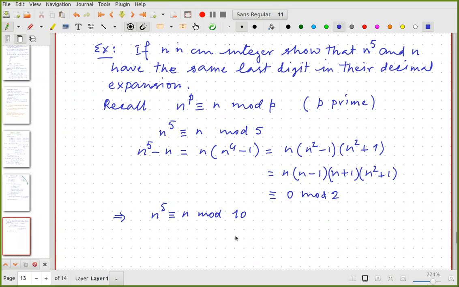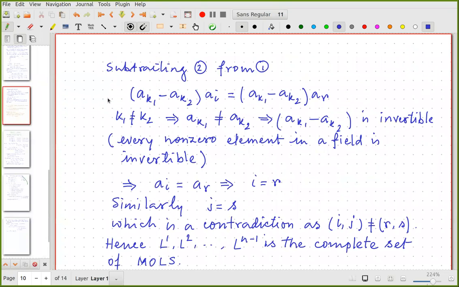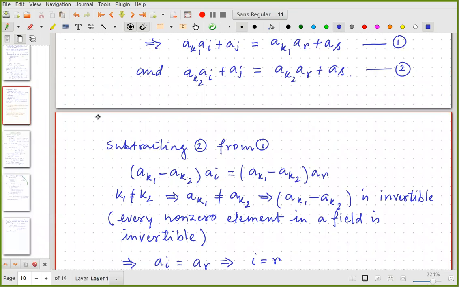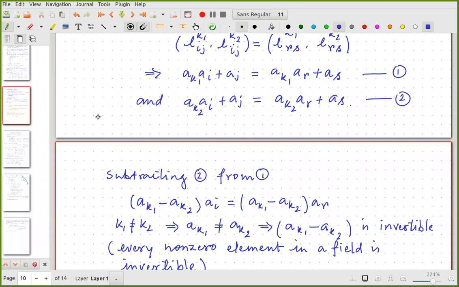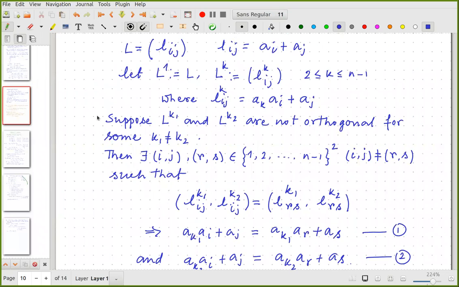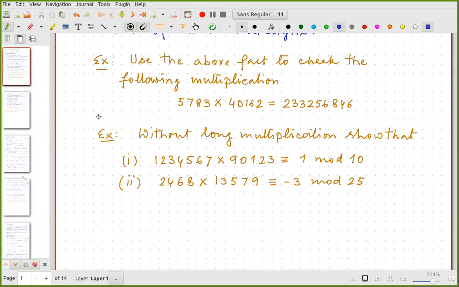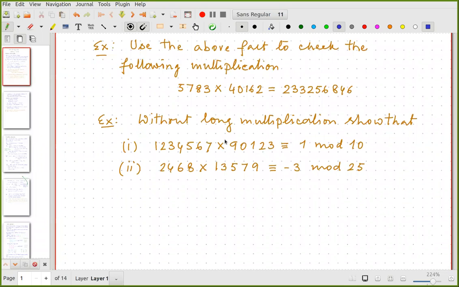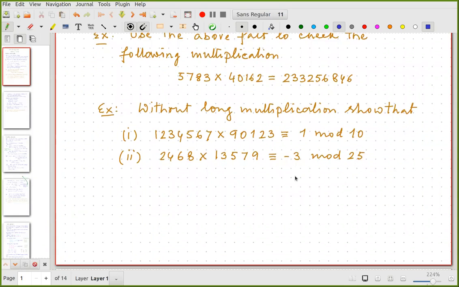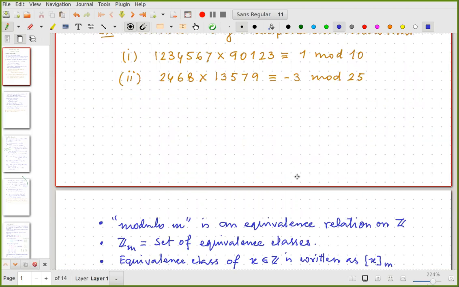So I also asked for some solutions, which I could probably not discuss. If you want, I can discuss this. This is actually, if you just try, very easy. So these things, checking this multiplication by checking modulo 9 and finding these congruences, that is really very easy.